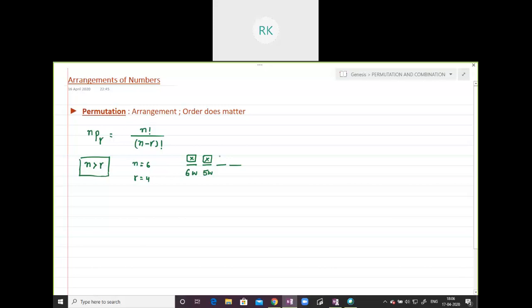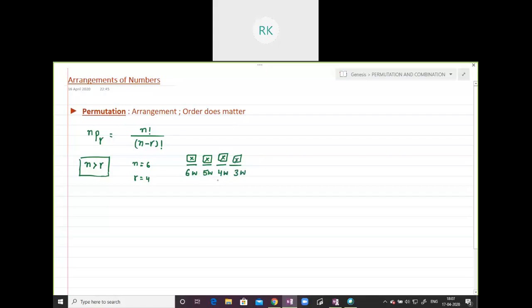Now remember, any two persons would have taken the first 2 chairs. So how many persons are left? Of course, 4. So what about the third position? Any one among the remaining 4, and so on. What about here? Any one among the remaining 3.